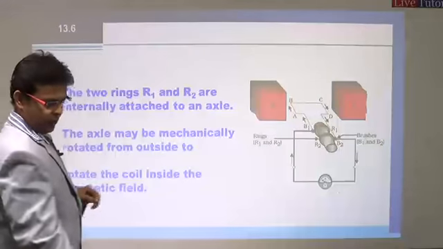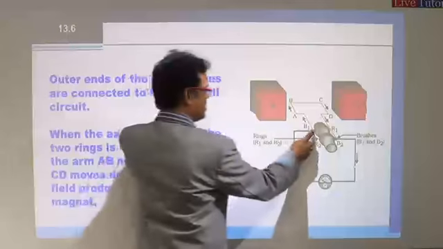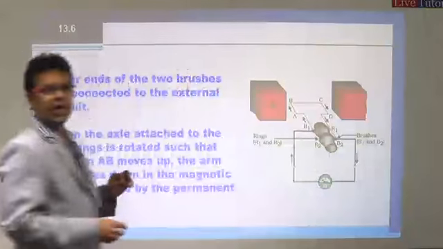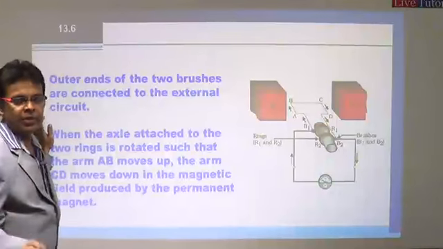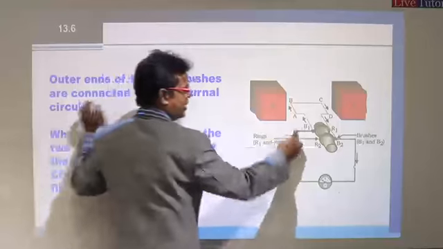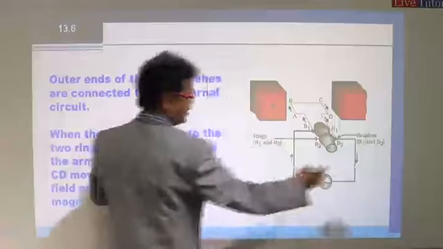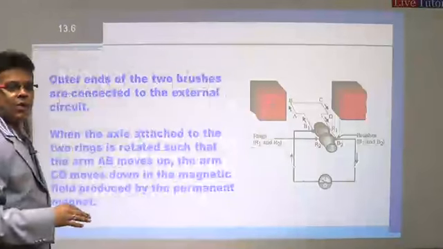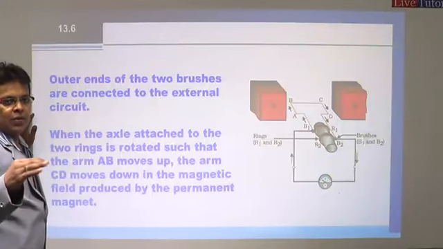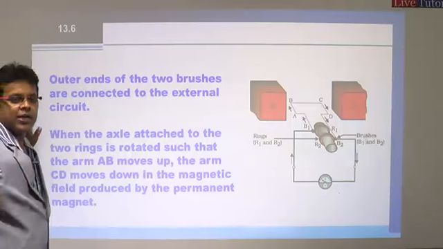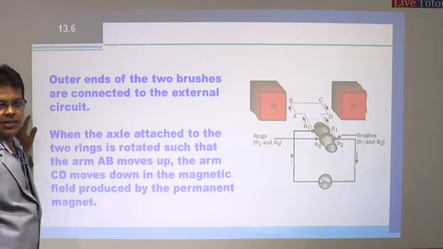Now, the outer ends of the two brushes, there are two brushes I said, B1 and B2. These two outer ends of the brushes have to be connected to the external circuit to draw the current from this. Once the current starts flowing, it will flow to the external circuit, so that it can be connected to the transformer for power transmission. If it is for domestic purposes, the external circuit will be connected to the regulator.